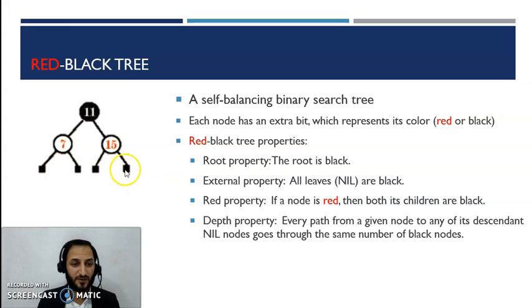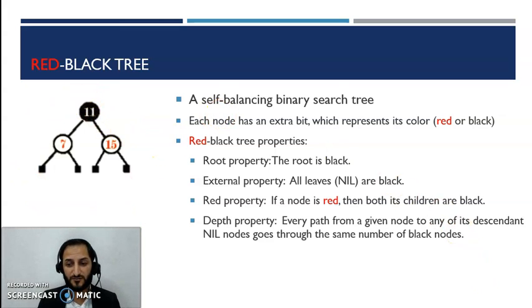All the leaves are black, and that will fulfill the second property. And every red node has black nodes as children, and that will make the third property valid. And the last property, the depth property: we will count for every path how many black nodes we have. So for example, here we have 1, 2, and in this path we have 1, 2, and in this path we have 1, 2, and 1, 2 for all of the paths.